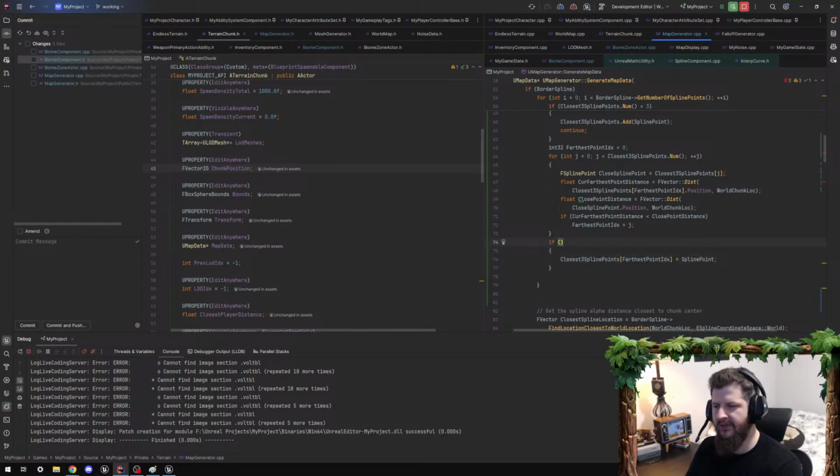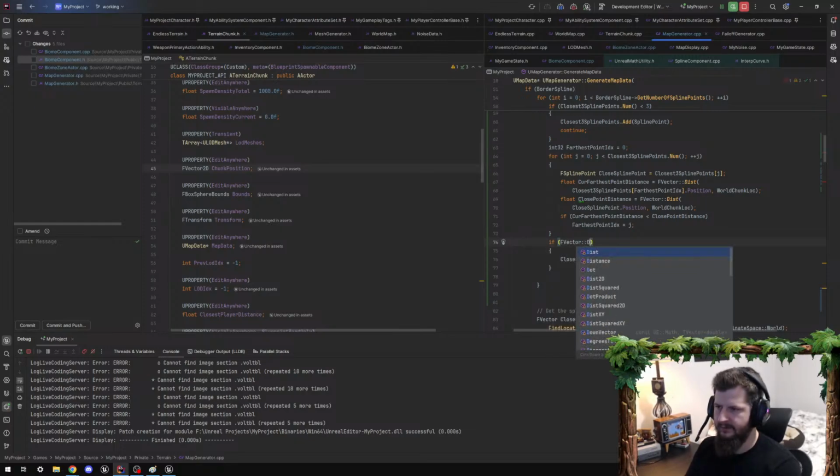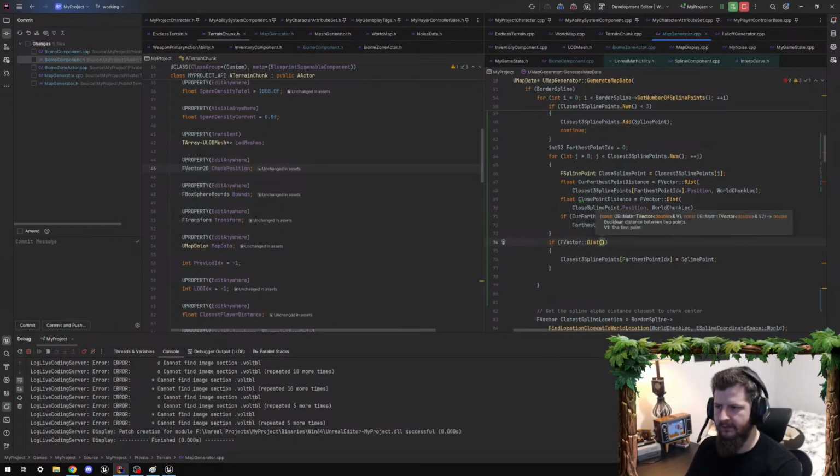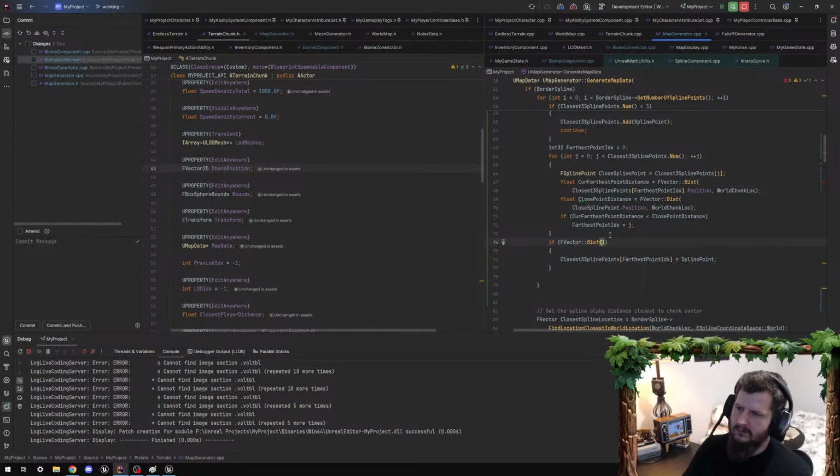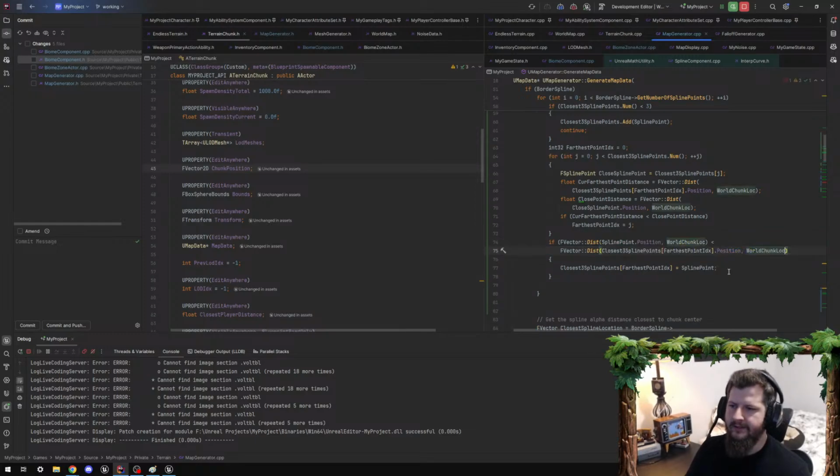Okay, Copilot, save me here. Come on, you can do it. F vector distance. You know what to do. Come on, come on, you can do it. What? Are you serious? You don't know what to do here? Oh, there it is. Yeah, there it is. Okay.